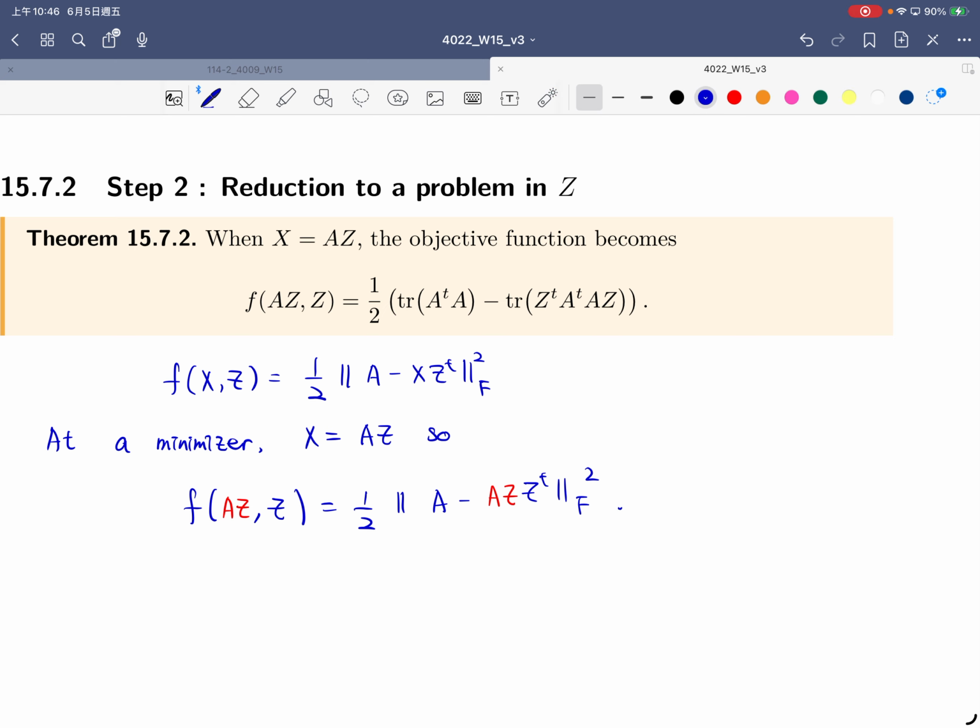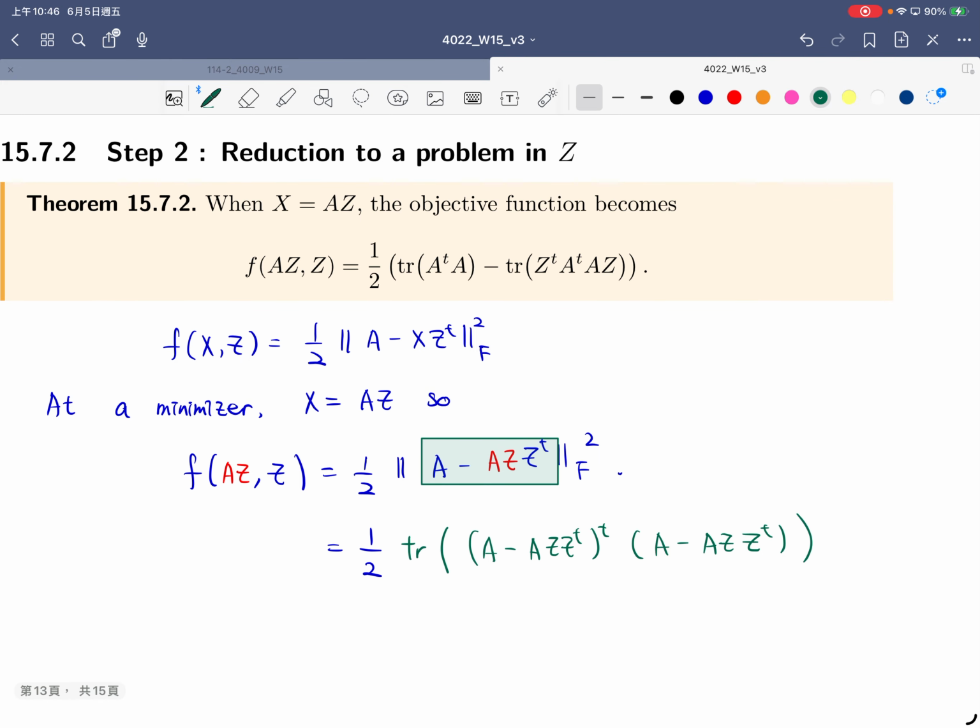So let me just do one step and I will leave the rest for you. So the Frobenius norm of this ugly guy is really just the trace of itself transpose times itself. So you didn't do anything intelligent. This is literally the definition of Frobenius norm squared. It's the trace of the matrix transpose times itself.